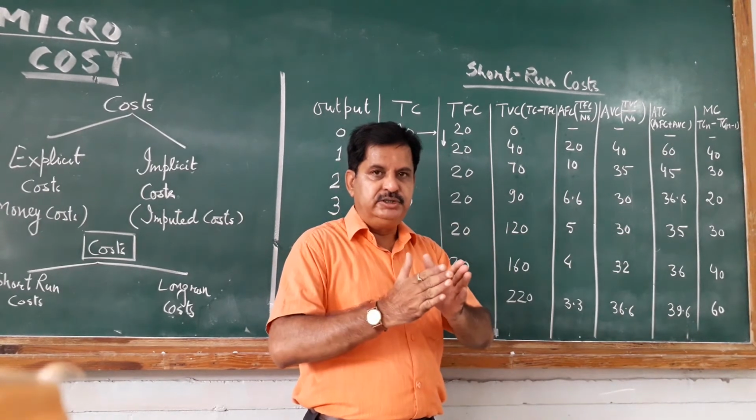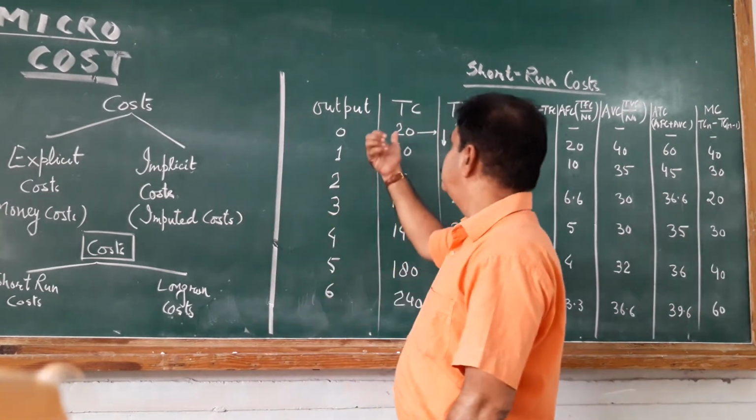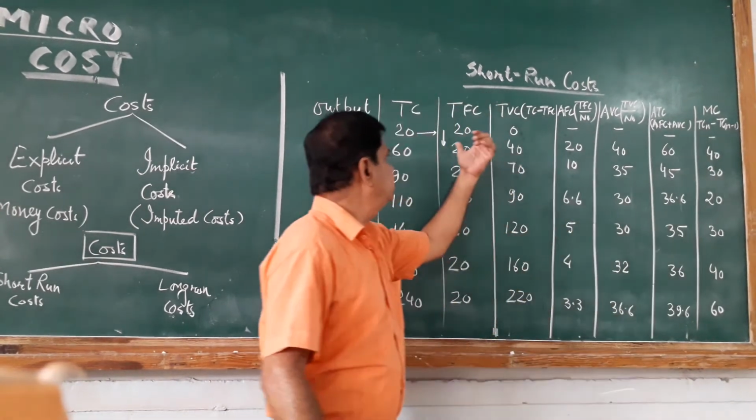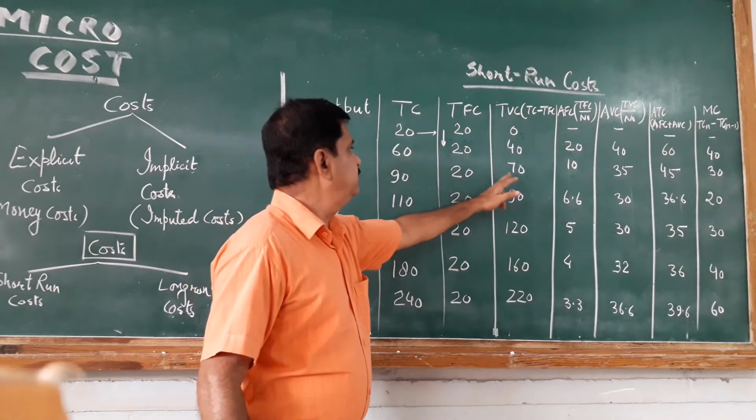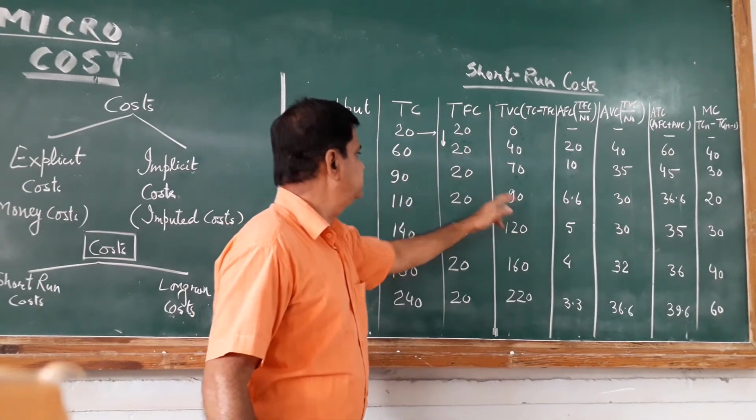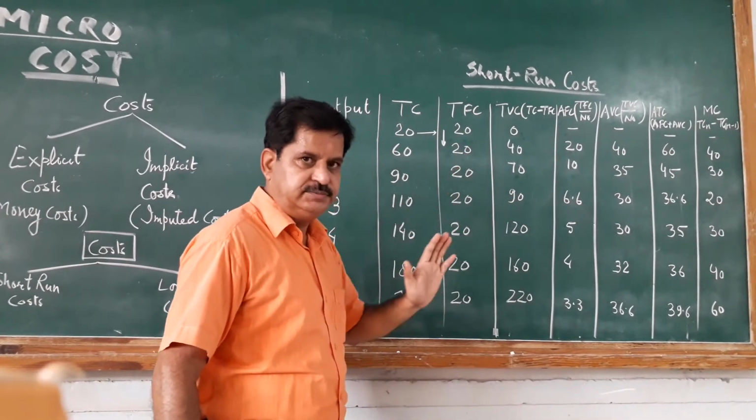When we add both of these, we get the total costs. These are the total costs. You see, 20 plus 40 is 60, 20 plus 70 is 90, 20 plus 90 is 110 and so on.